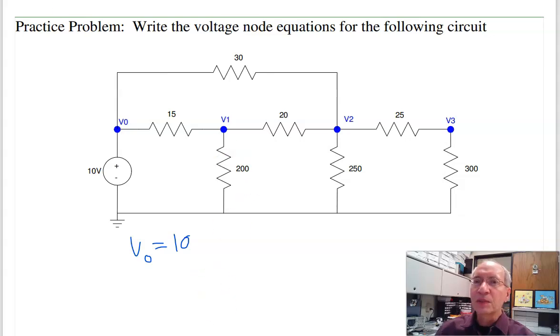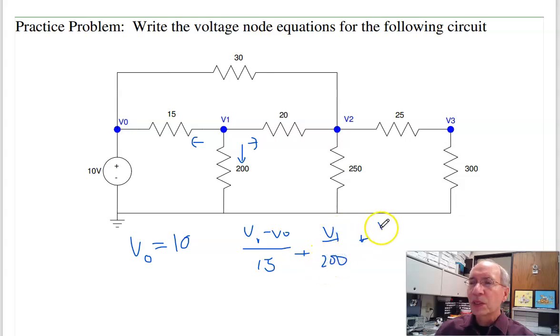Next, node V1. Current left, down, and right equals 0. That'd be V1 minus V0 over 15. Current down is V1 over 200, plus V1 minus V2 over 20. That's everyone. That's got to add up to 0. Next, let's do node V2.